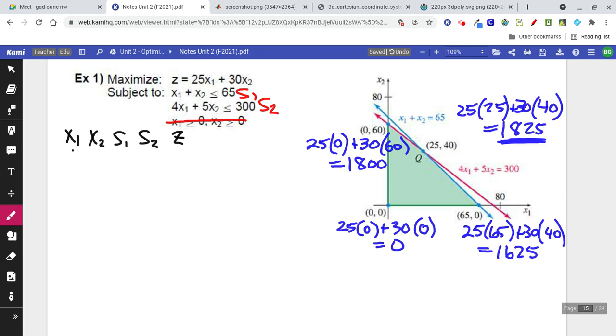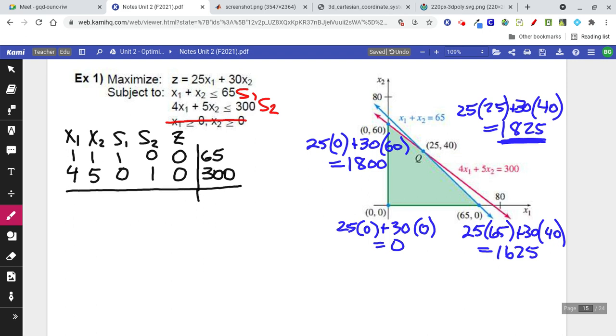And my first inequality says 1x1, 1x2. There's 1s1. And then that equals 65. Second inequality, I've got 4x1 and 5x2. I don't have an s1, but I do have an s2. No z's, and it equals 300. Underline. Now remember, you've got to have standard form. So we subtract these variables over, and so you're going to have negative 25 and negative 30. Don't need any slacks because it's already an equation. Don't forget about your z. And once we cleared all that out, it's going to equal 0.